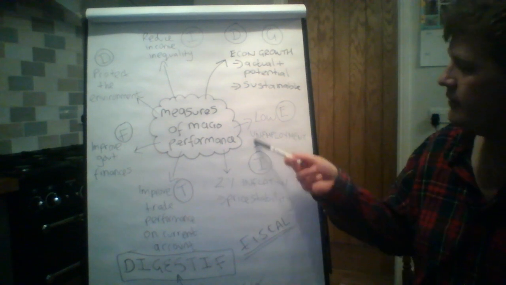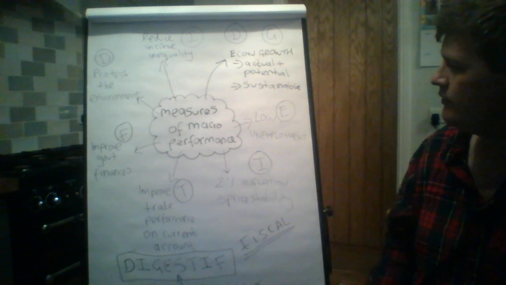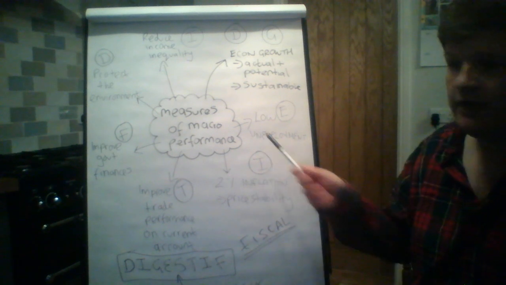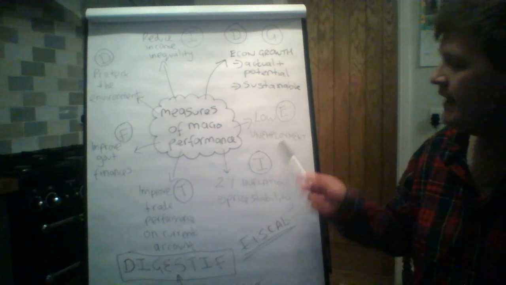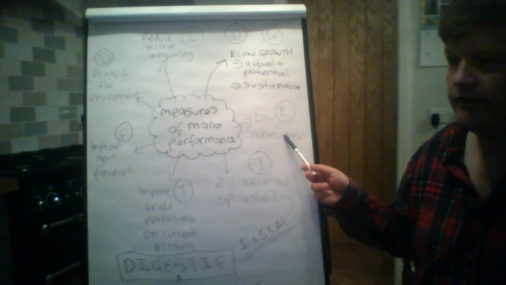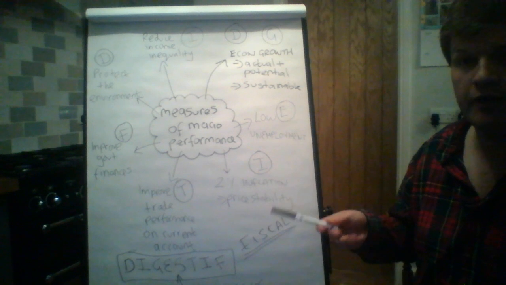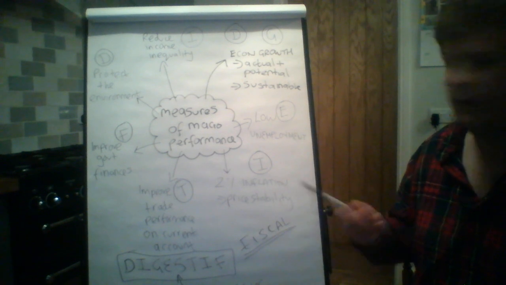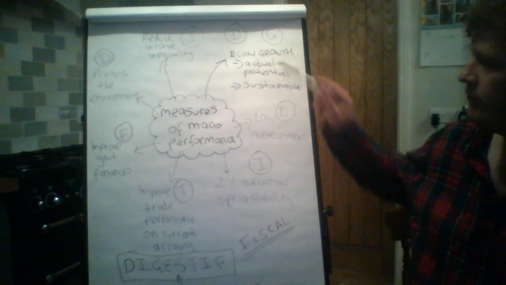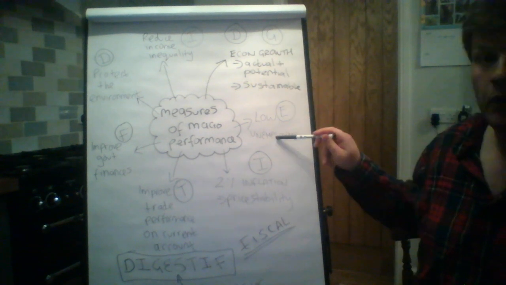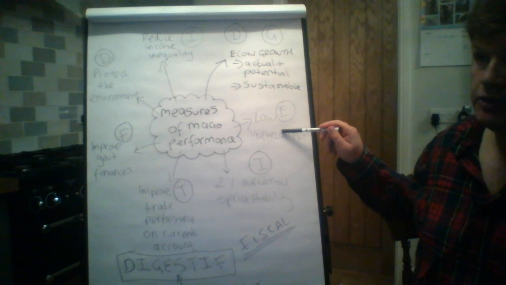Low unemployment is a really, really important measurement of macro performance. If unemployment is low, then it means there's a high demand for labour. It means people have got incomes to satisfy wants and needs. It means that poverty and living standards should be improving. So poverty rates will fall, living standards will improve. So it's really important that you realise the link between growth and unemployment. The higher the rate of economic growth, the lower the unemployment should be.